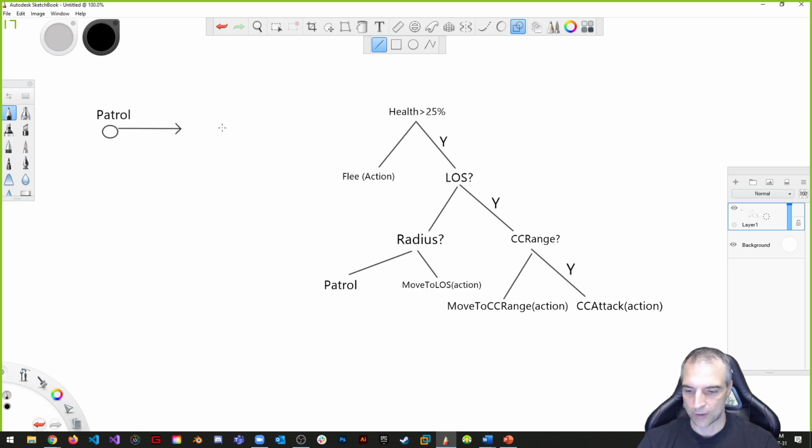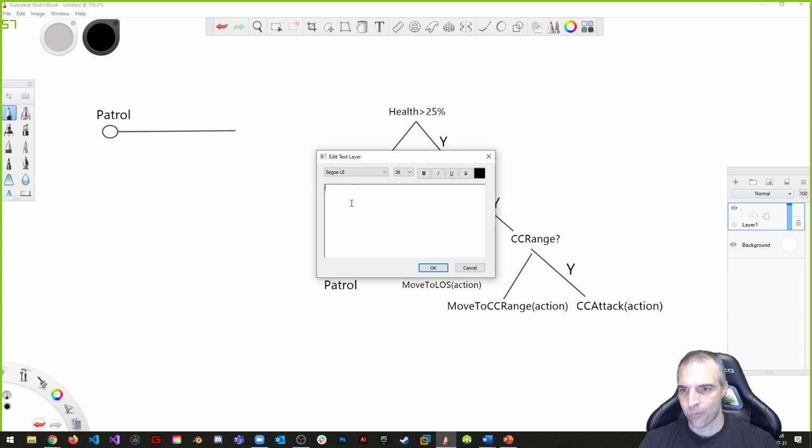Let me undo that change for a second. Let me make that line longer so we can actually put the condition. These are the conditions up here: line of sight, radius, all this stuff, right? Health greater than 25%. So I'm in patrol, as an example. I'm never going to go back to patrol. Once I leave patrol, I'm out, right? And one of the ways to get me out of patrol is if I have line of sight.